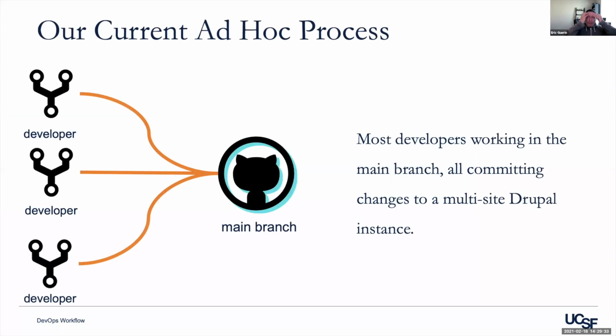So right now, both in our custom UCSF P1 route and our D8 route, we have kind of an ad hoc process. Most developers are basically just committing to the main branch. They do their daily changes, and there's a deployment schedule. That deployment schedule is basically 24 hours from the day you've committed to the next day. So you do a commit at 3 o'clock on one day, it shows up at 5 o'clock basically the day after that.